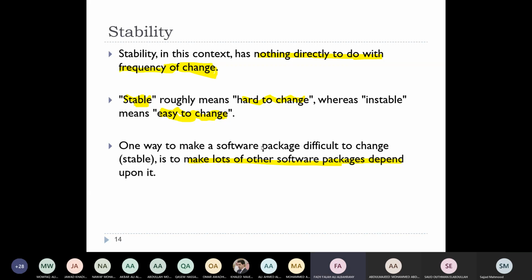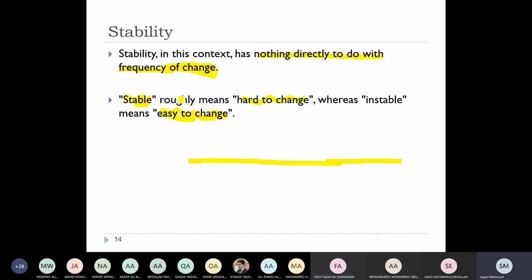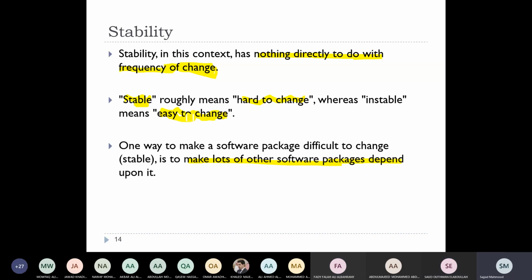Again, can you repeat the question? Yes. My question is, is everybody comfortable with this so far? Stability means hard to change, right? And instability means easy to change. So I'm saying that a software package which is difficult to change is the one on which a lot of other packages are depending. Why is it hard to change? Why is that a stable package according to our definition?